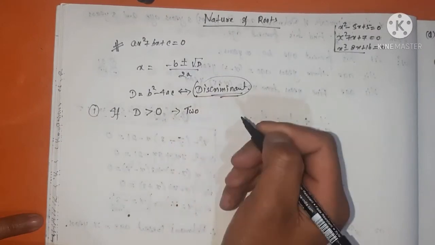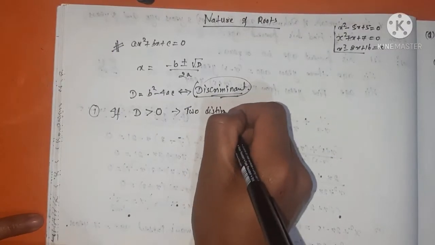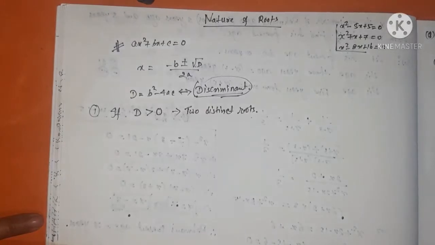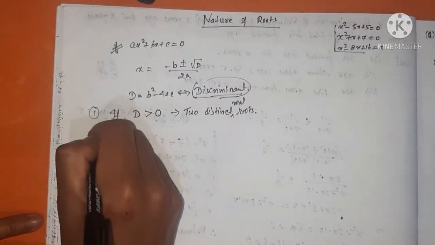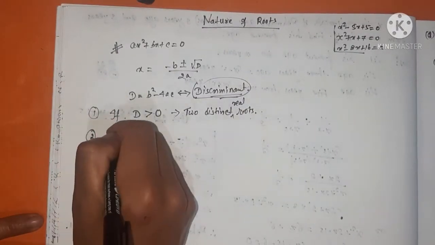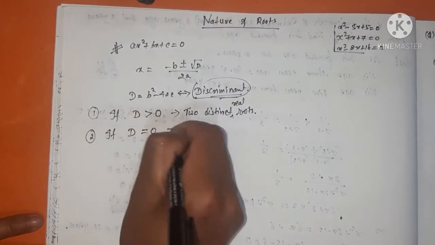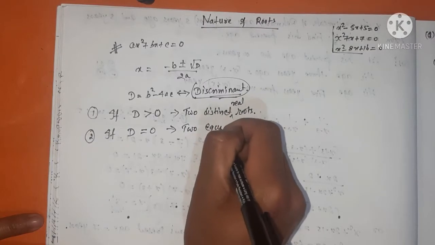definitely they will have two roots, because quadratic means two, but two distinct real roots, right? Now what does that mean? I'll explain it later on. If d is equal to 0, then two equal roots.